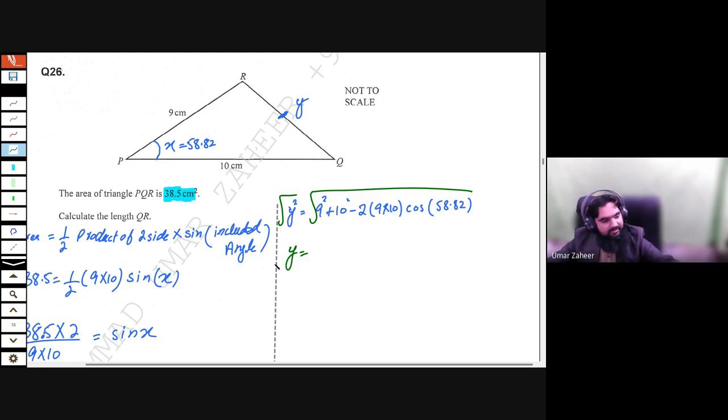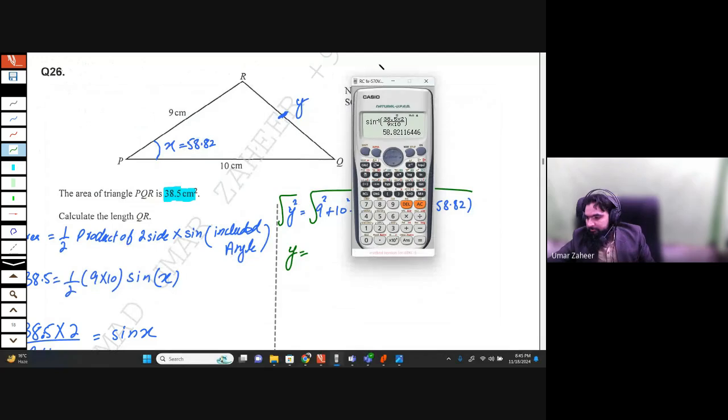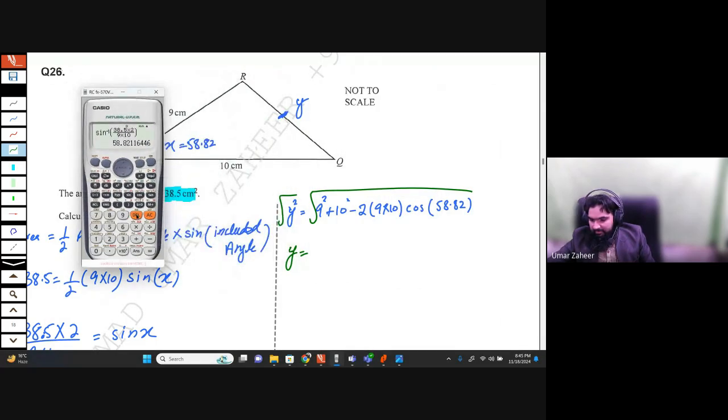Yes, everyone, please find the value. We have square root 9 square plus 10 squared minus bracket 2 multiplied by 9 multiplied by 10 multiplied by cos of 58.82, bracket close, bracket close.